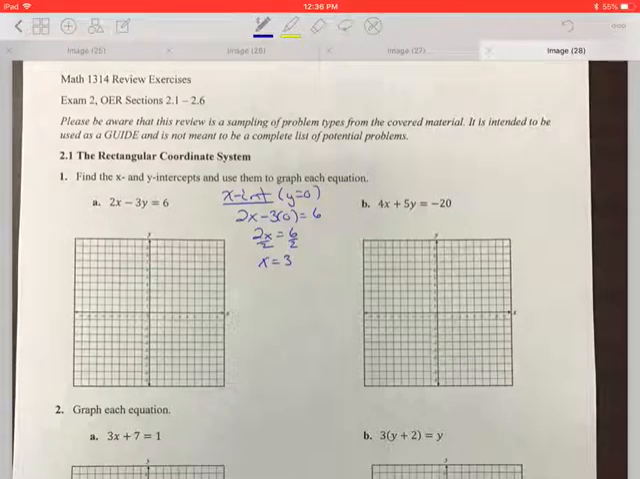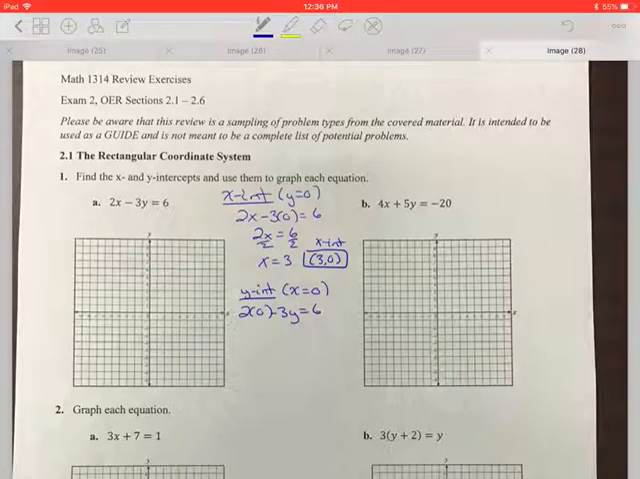Now remember, that is an ordered pair where the x is 3 and the y is 0. So that gives us our x-intercept. For the y-intercept, that's going to be where it crosses the y-axis, and this always occurs when x is 0. So I take my equation, and everywhere I have an x, I put a 0, and I get negative 3y equals 6. Divide both sides by negative 3, and I get y equals negative 2. Again, this should be an ordered pair. The x is 0, the y is negative 2.